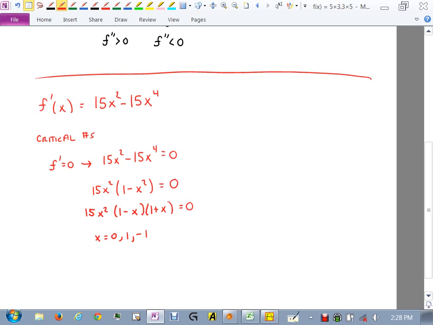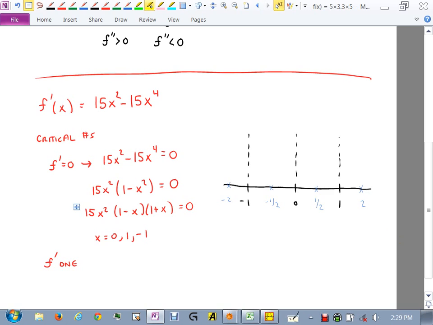So what about where the derivative is undefined or doesn't exist? Any issues? No, that derivative's nice, a well-behaved polynomial, so we're good. I'm doing my number line over here: -1, 0, 1. And we're going to plug in some test points, like -2, -1/2, 1/2, and 2. So I plug those into the derivative.